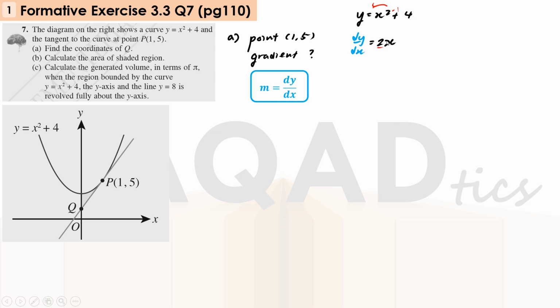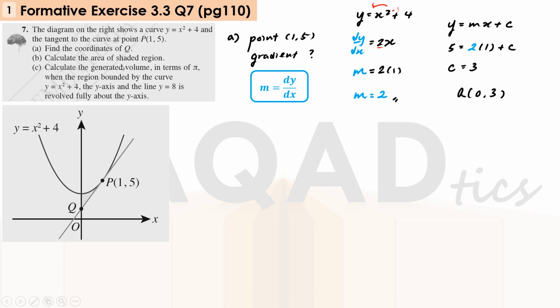And now for the x, we just substitute the x coordinate of this point, which is 1, to find our gradient, which is 2. Right? So now we have the point and the gradient, then we can use the y equals mx plus c equation, sub the values, and we find the y-intercept. Okay, so our y-intercept is 3, which means Q's coordinate is (0, 3).